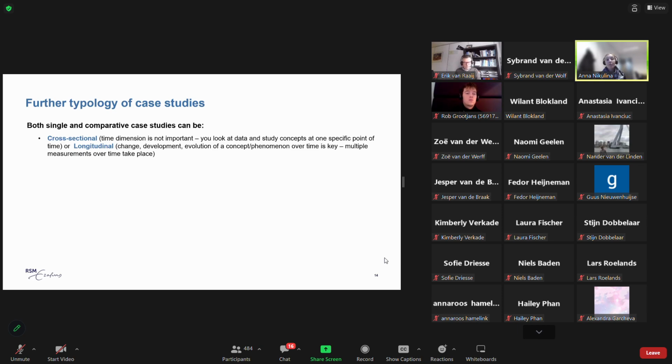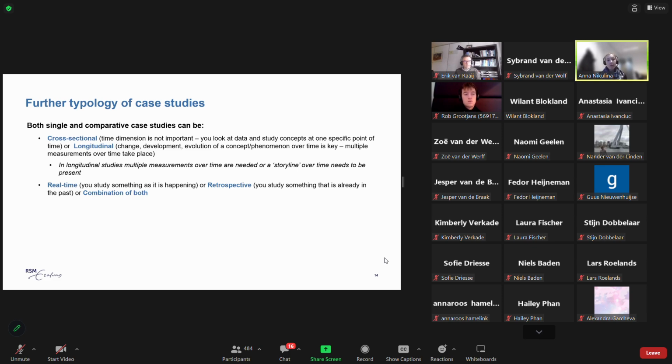More often, multiple case studies are cross-sectional. Again, probably there are exceptions, but the more cases, the harder it is to study them longitudinally because the more time you would need to do it. Again, the distinct difference between these 2 types is that you need multiple measurements over time to claim a study is longitudinal.